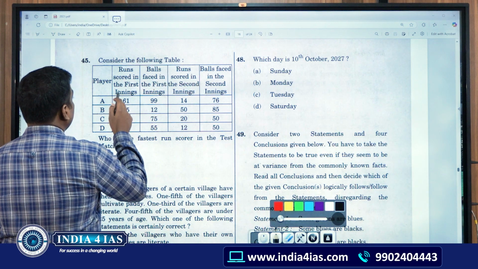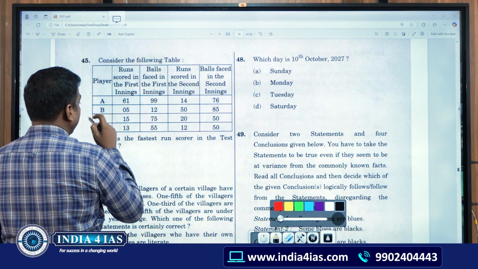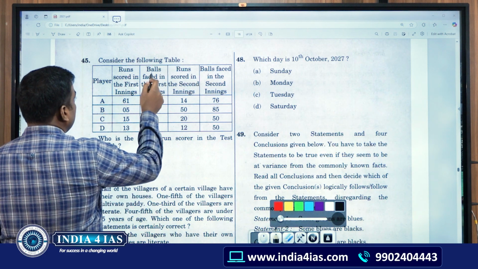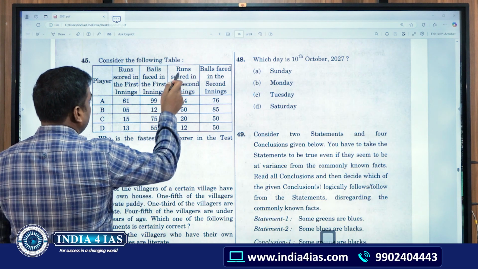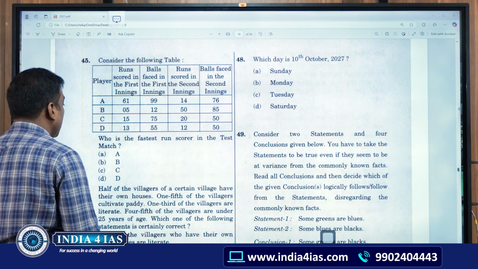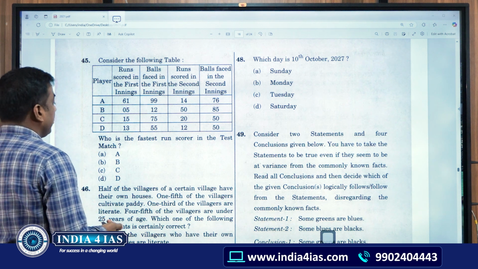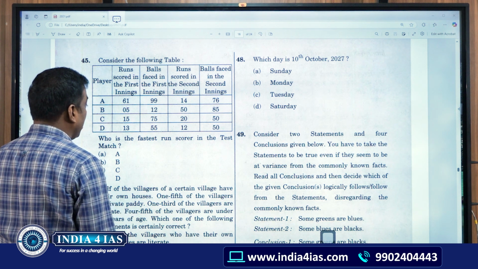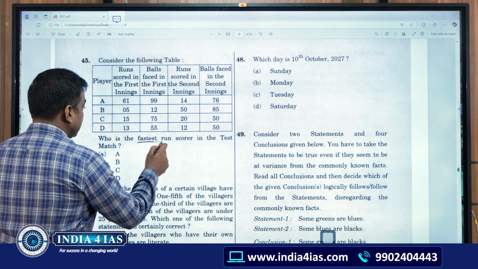The runs scored in the first innings by these players A, B, C, D. Balls faced in the first innings. Runs scored in the second innings. Balls faced in the second innings. So for these 4 players we are trying to tell who is the fastest run scorer in the test match. Fastest run scorer.